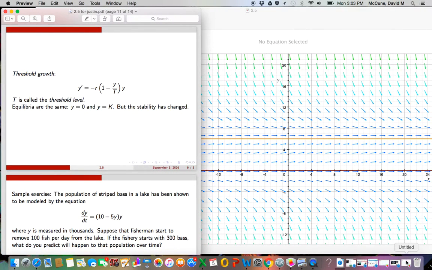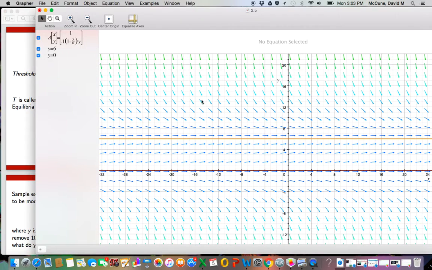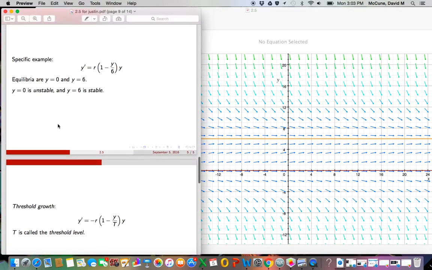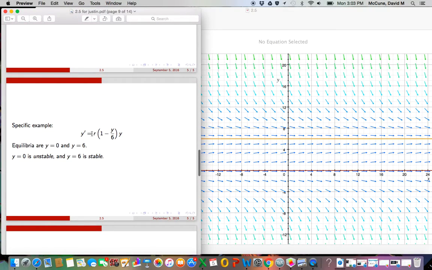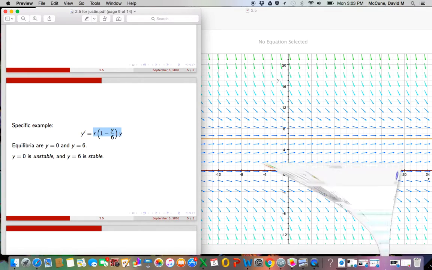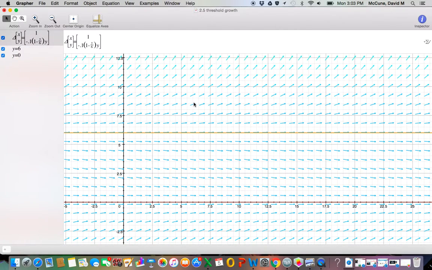So here's the exact same equation I had a second ago. I'm going to take this equation that I just graphed for you and do the threshold version. So hopefully it looks like this now. Here's still y equals 6, here's still y equals 0, but notice now the arrows flow away from y equals 6, and they flow towards y equals 0. So in this setting, extinction is stable.